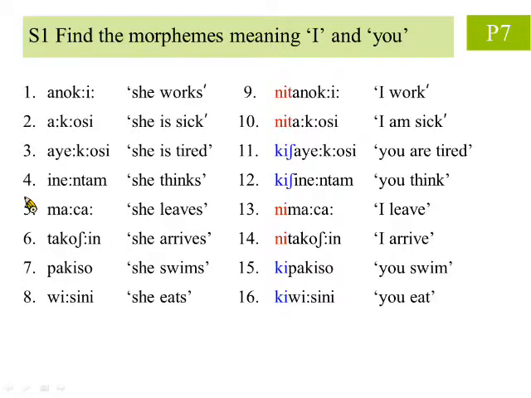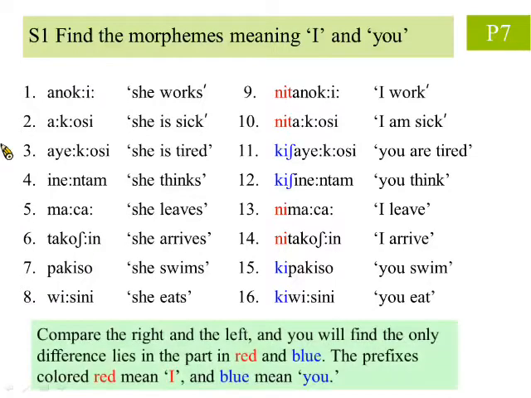First, find morphemes meaning I and you. After observing, we see that the words in the right column have an extra prefix compared to those in the left column. The English meanings reveal that the pronoun in the left column means she, while pronouns in the right column mean I and you. Therefore, it is clear that the prefixes colored red mean I, and those in blue mean you.